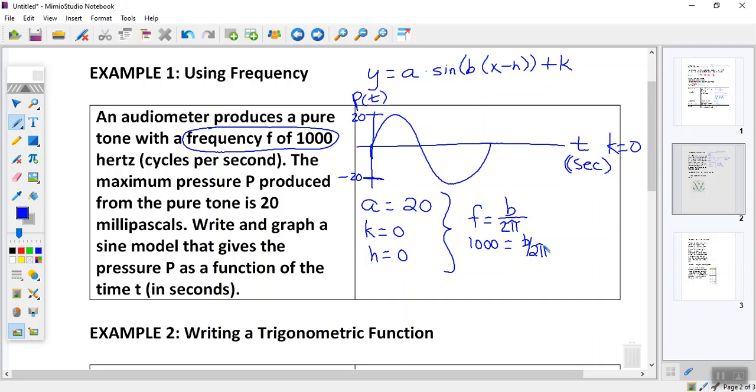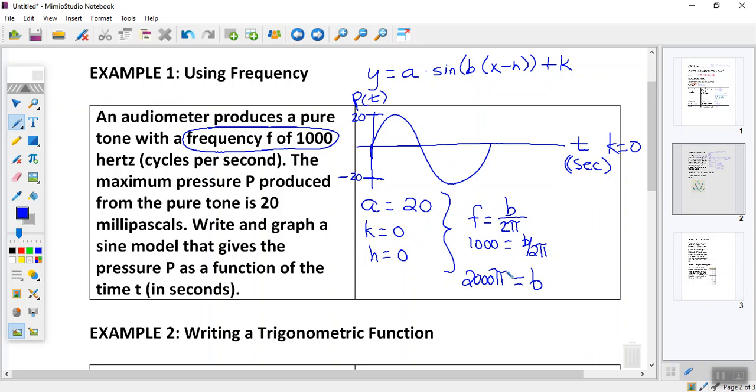How are you going to solve for b, friends? Times 2 pi. What's that going to make your b value? 6,280. Okay, or should I just call it 2,000 pi? Is that okay? Yeah. 1,000 times 2 would be 2,000, right? Times pi would be 2,000 pi. That'd be an easy way to do it.